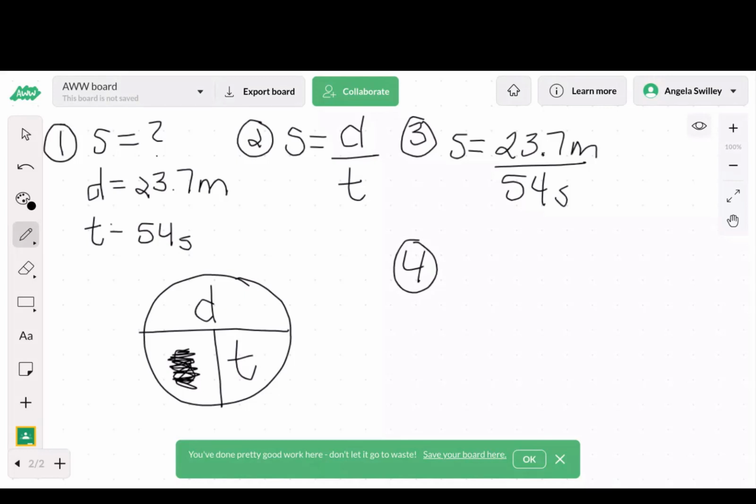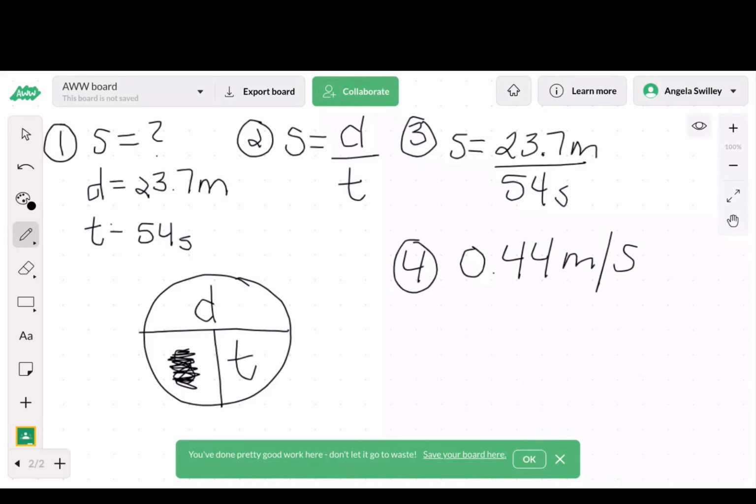So think about it like this. On top is number 1. Like when you're on top of the list for something, that means you're number 1. And number 1 things go in your calculator first. So you're going to put in 23.7 divided by 54 seconds. We want to solve with our units. And when you divide that, you get 0.44 meters per second, because our units for speed is meters per second.